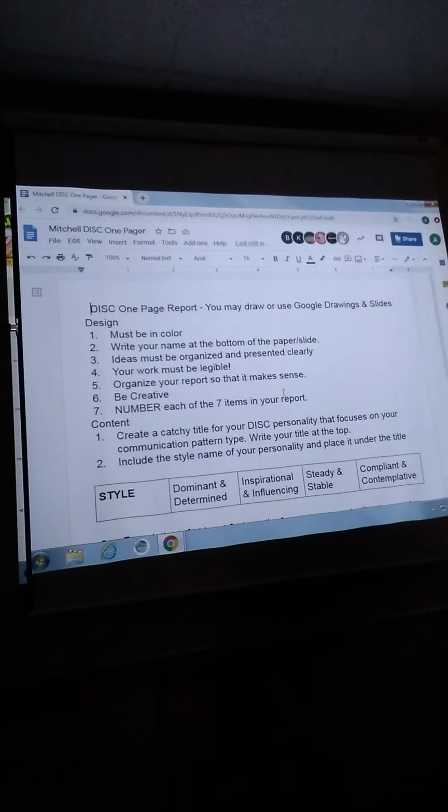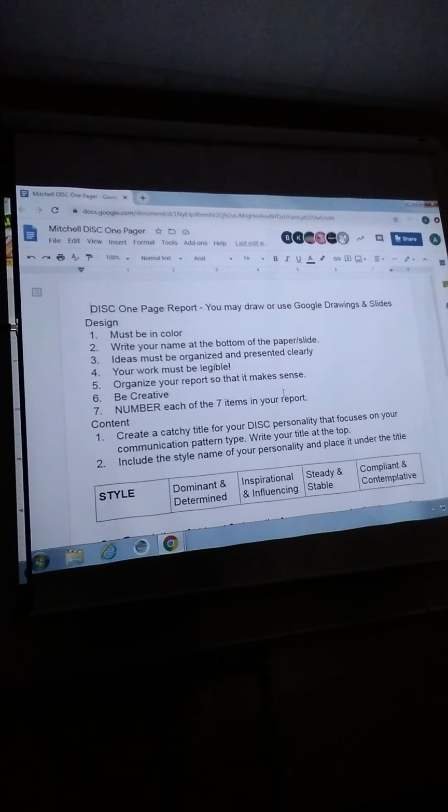Legible, if you're writing it, and even that goes for the font on the computer, if you use a font, make sure the font is easily legible. Okay, don't do those really difficult fonts that aren't even like real cursive, and I'm struggling to read it. So make sure it's legible. Organize it so it makes sense. Be creative. Okay, put effort into this.